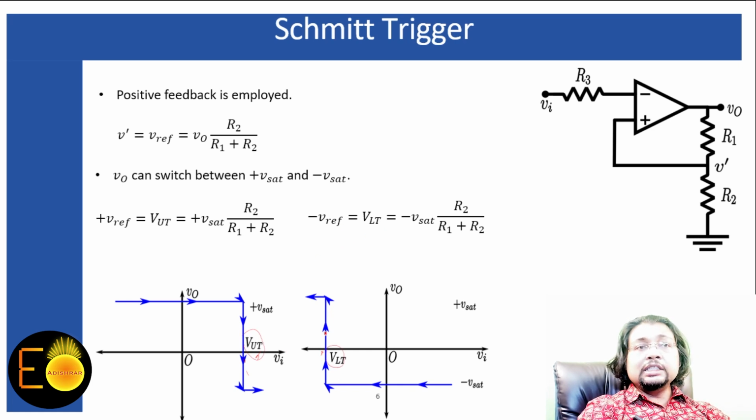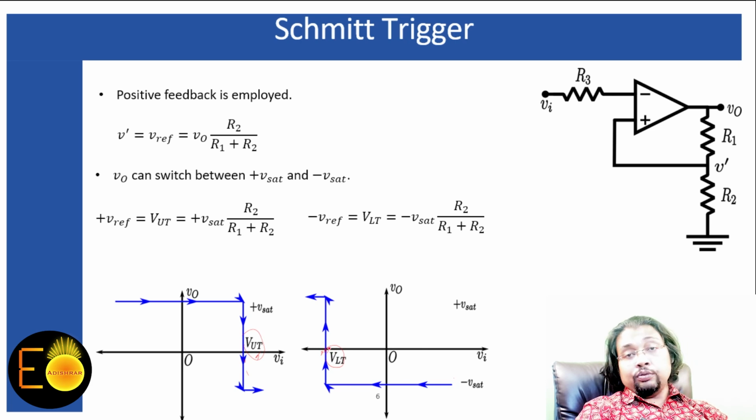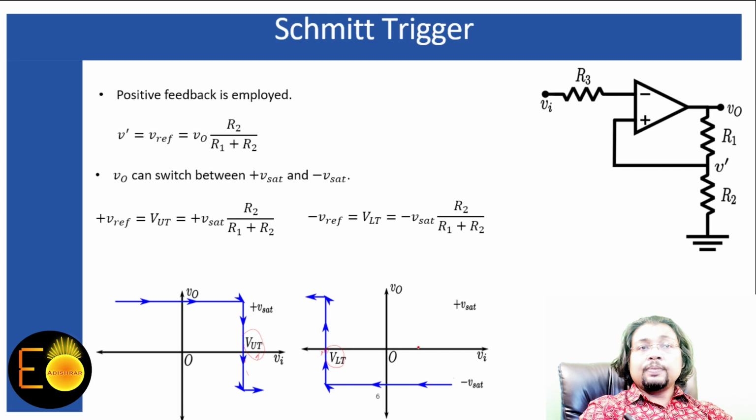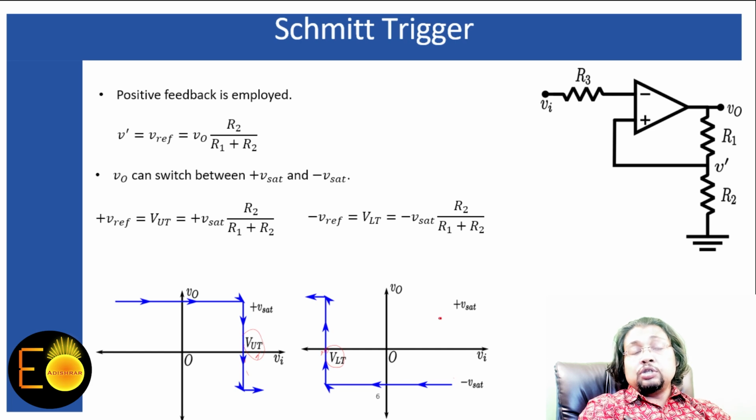In order to change the output state from minus Vsat to plus Vsat, the input voltage must cross this negative value. And this is very significant, because as you have seen, due to the perturbation of some noise, even when the input signal was during its positive half cycle, the state of the ordinary comparator gets changed.